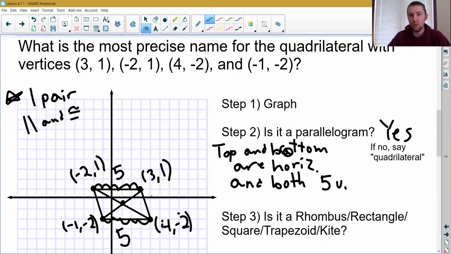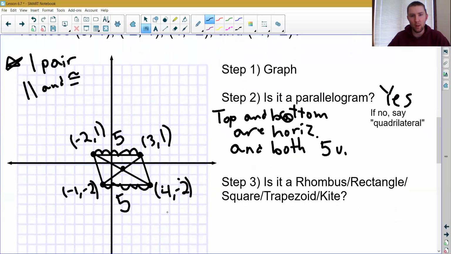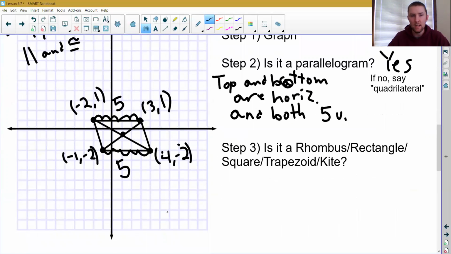Now the next question is, what more specific shape do I think this might be? So I'm going to erase some of this stuff. I'm going to erase maybe my counting here. I don't need this 5 anymore. And I don't need my counting along these lines anymore. So I'm going to try to prove maybe that this thing is a rhombus.